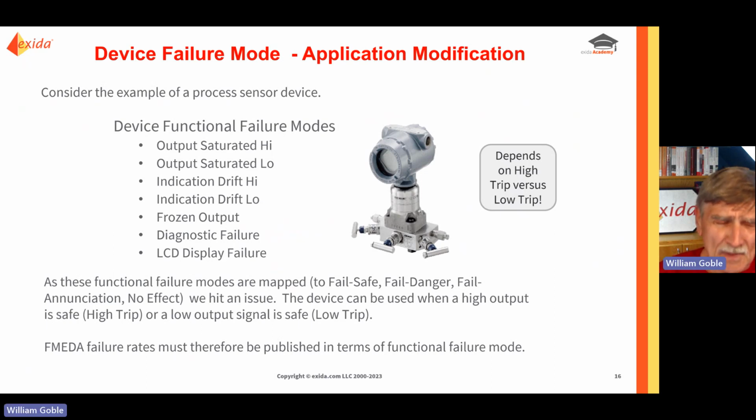Imagine a high trip. A failure where the output saturated high would be fail safe. But if it's a high trip and the output goes low and will not reflect the proper signal, that's a fail danger. And so in this case, we learned pretty early on that sometimes we have to publish these functional failure modes like high or low instead of just safe, dangerous, enunciation, and no effect.